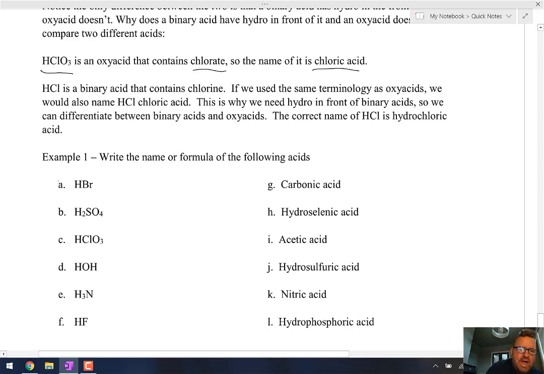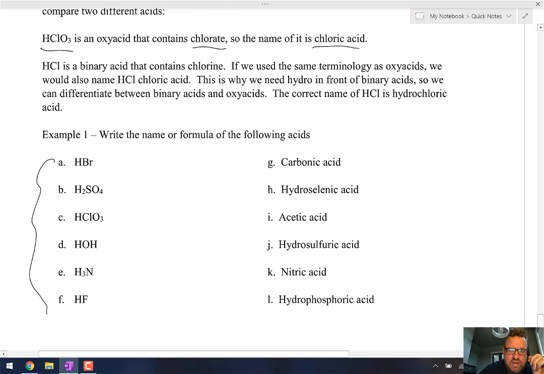So let's go ahead and do these first 6 examples here together. Letter A says HBr. Right away, that's a binary acid, so I have to put hydro in the front of it. Br is bromine, so it becomes bromic. And then we put acid at the end. Hydrobromic acid.